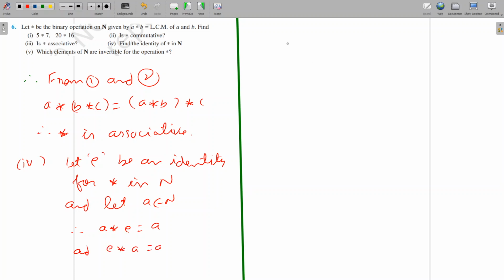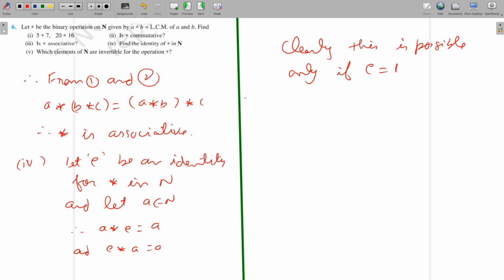Clearly, this is possible only if E equal to 1, because we know that if you multiply 1 with any number, suppose we multiply 1 with 7, we get the answer as 7. If you multiply 1 with 3, we get the answer as 3. If you multiply 3 with 1, we get the answer as 3. So definitely the identity for star in this case will be 1.